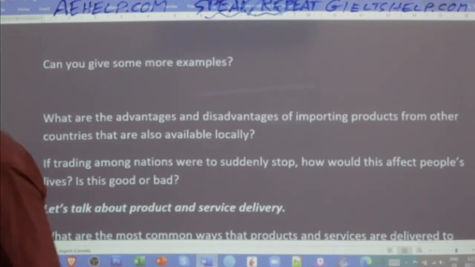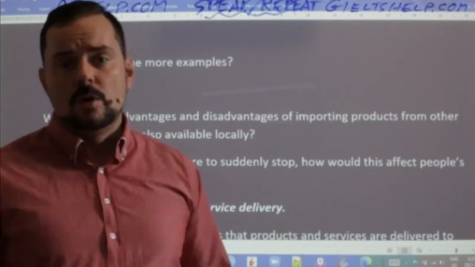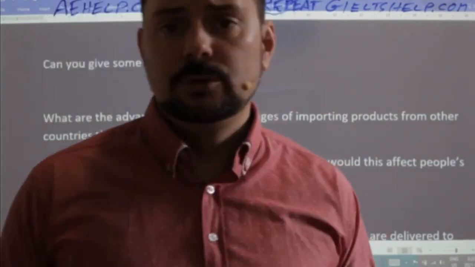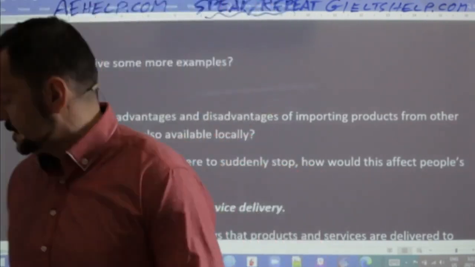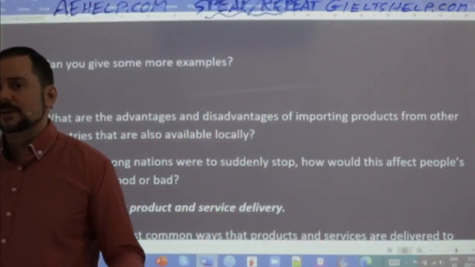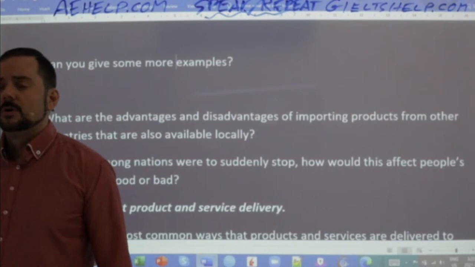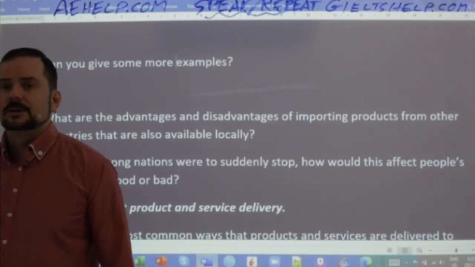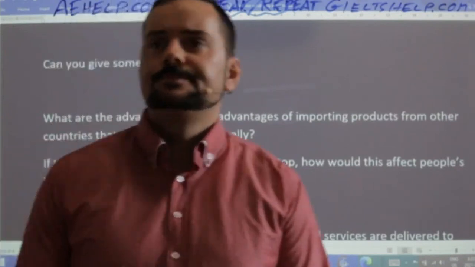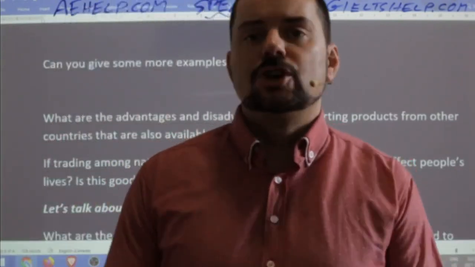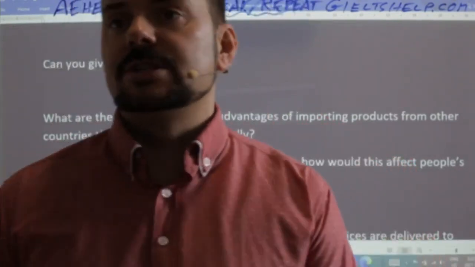Okay. So the examiner will follow up, and they want more detail, they want more fluidity, fluency, and so they'll say, can you give some more examples? Why? Because I already gave one example of the oil and the clothes, right? So can you give some more examples? Okay, I'm sure you can. I mean, trade among countries.